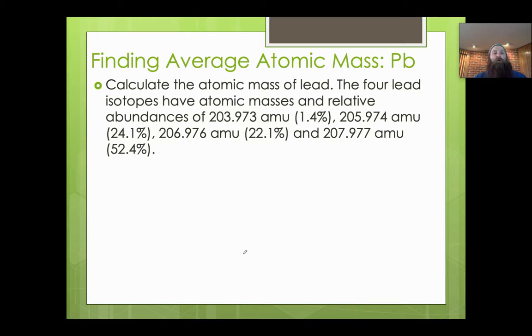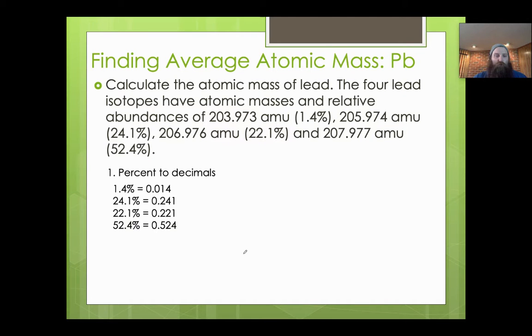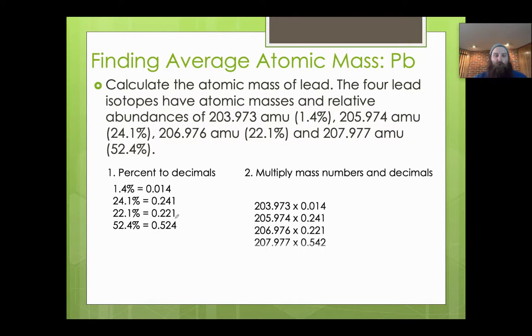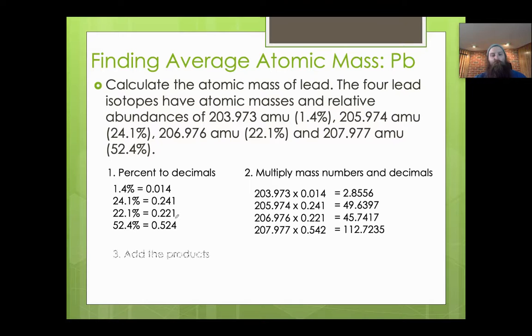Remember, convert to decimal first. So here we go. Convert to decimals. Here's another good one for you. Make sure you add a 0. That'll mess you up. You can check your work. Make sure these add up to 1. Multiply your mass numbers and your decimals. Add your products.